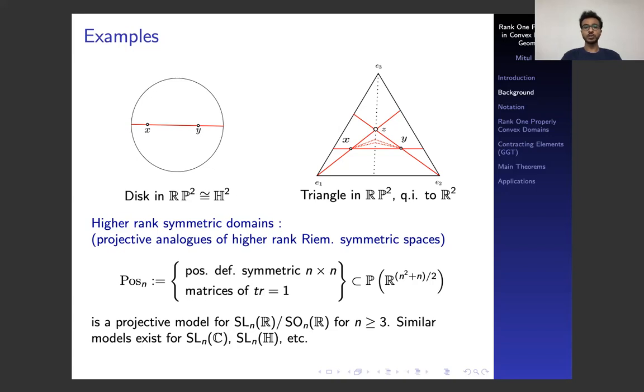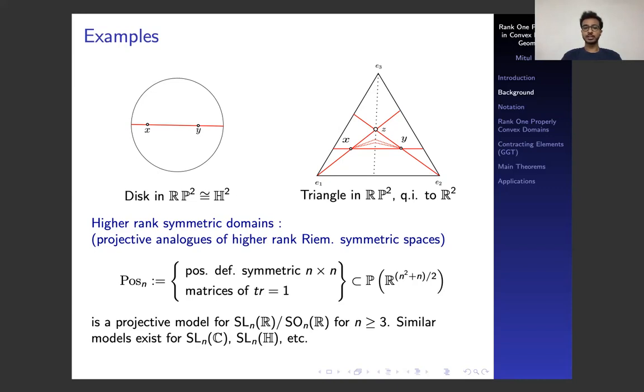There are also other examples called higher rank symmetric domains, which are projective analogs of higher rank Riemannian symmetric spaces. One of them that I'm going to describe now is POS(n), the set of all positive definite symmetric n by n matrices normalized to have trace 1. POS(n) is a projective model for the symmetric space SL(n,R) mod SO(n) when n is bigger than or equal to 3.